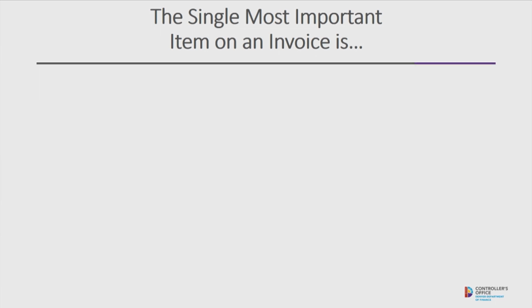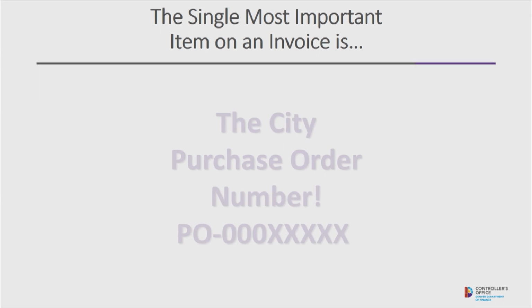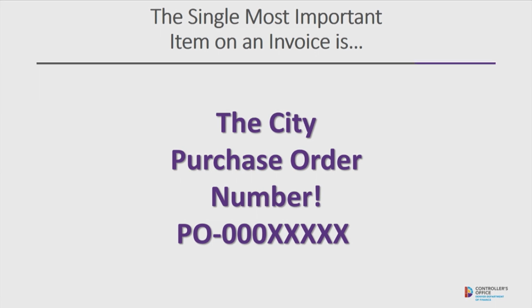And as I mentioned, the single most important item on an invoice is the city purchase order number. This gives us all of the detail that we need in order to contact the right agency and the right person at the agency. You can understand that there's almost 13,000 employees with the city of Denver, and we want to make sure it gets into the right hands so it's not floating all over the place. This is the information you need on the invoice to make sure that doesn't happen.